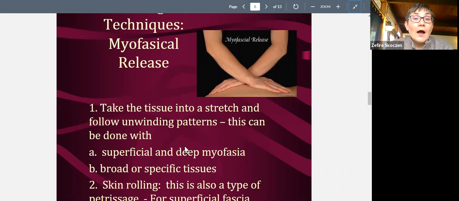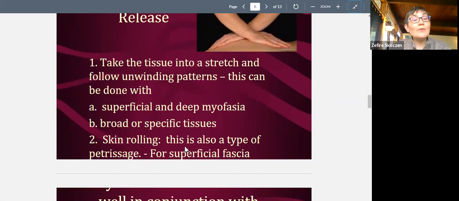Now, you can do this at any level of the tissue. So this could be done with the fascia that's so superficial, it's really just below the skin. And some MFR people will call that your skin bag. Or you could go to the deepest fascia, for example, between the radius and the ulna, between those two bones is that interosseous membrane, that's fascia too. You could get in there and work that fascia, as well as all the layers in between.